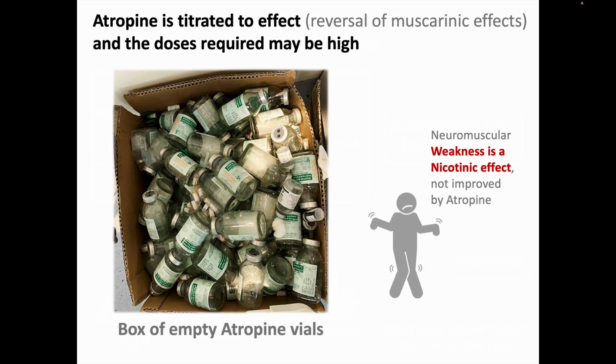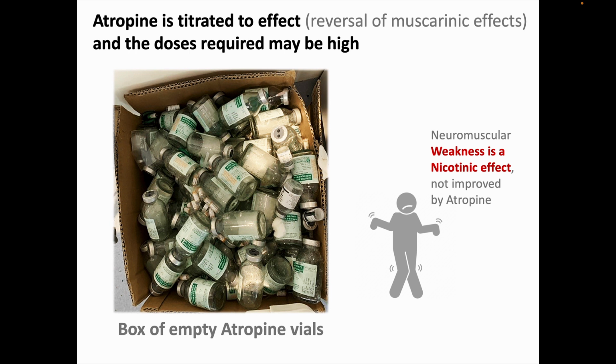Atropine is given as needed, titrating to get the desired effect, which is to say, you give as much as you need to reverse the muscarinic effects, and the doses needed can be quite high. The photograph here shows the aftermath of treating an organophosphate poisoned patient with all those empty vials that used to contain atropine.